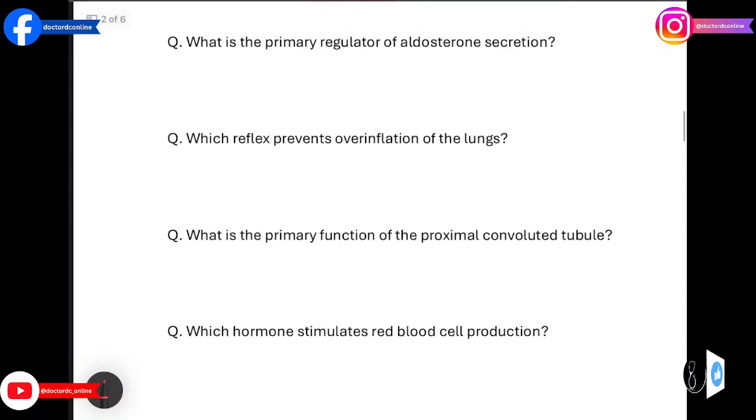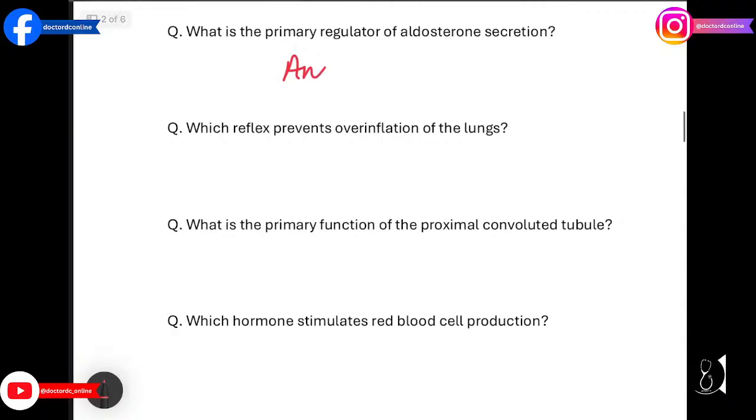The next question is, what is the primary regulator of aldosterone secretion? And the answer is angiotensin 2. It stimulates the adrenal cortex to release aldosterone, promoting sodium reabsorption.